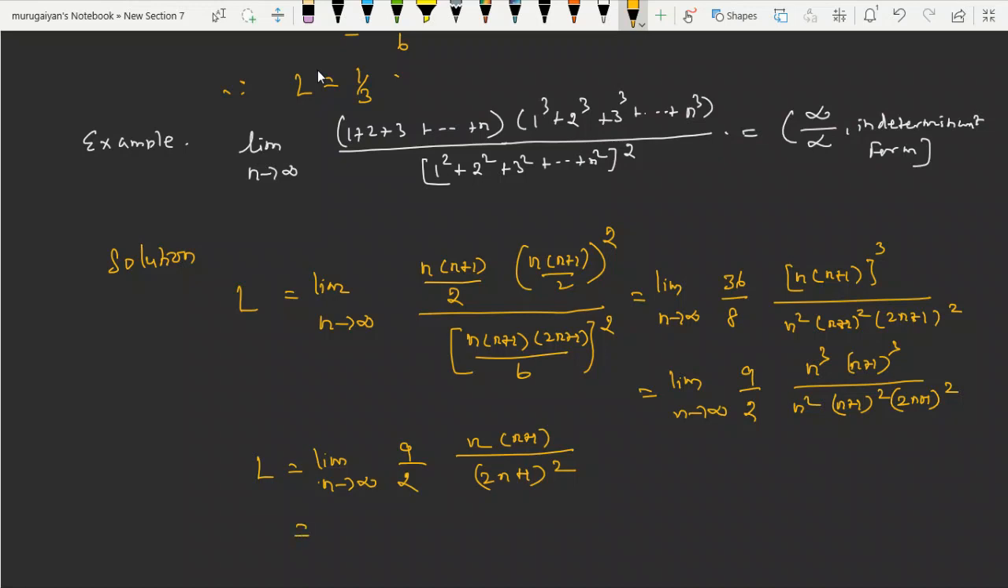Applying the shortcut, what will be the answer? 9 by 2, here 1, here 4. So 9 by 2 into 1 by 4. Therefore, L, the limit of the given question, is 9 by 8. So this is the final answer.